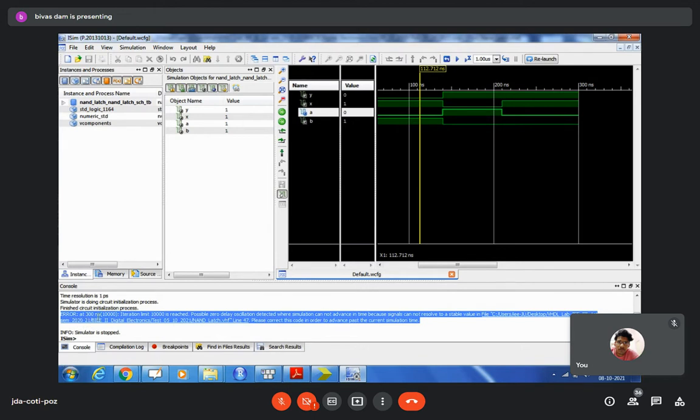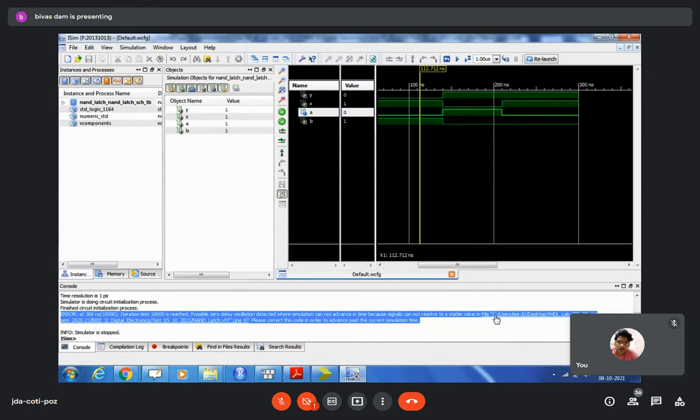Error. At 300 nanoseconds, out of 1 microsecond, the iteration limit is reached. Possible zero delay oscillation detected, where the simulation cannot advance in time because signals cannot resolve to a stable value. Please correct the code in order to advance past the current simulation time.